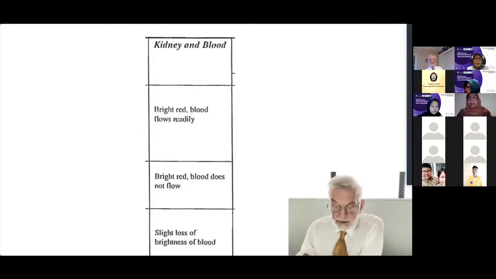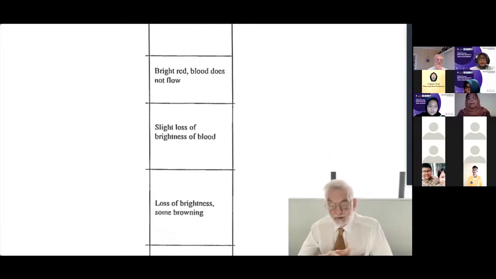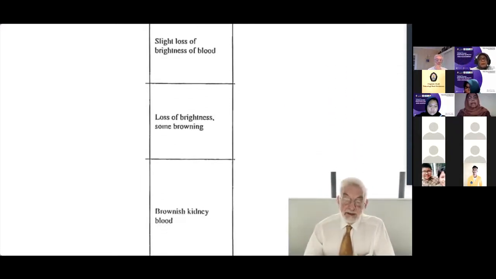Same sort of thing with the kidneys and the blood. You can see the blood flowing easily to start with, and it gradually browns through, and by the time it gets to a score of 4, it is brown kidney blood.